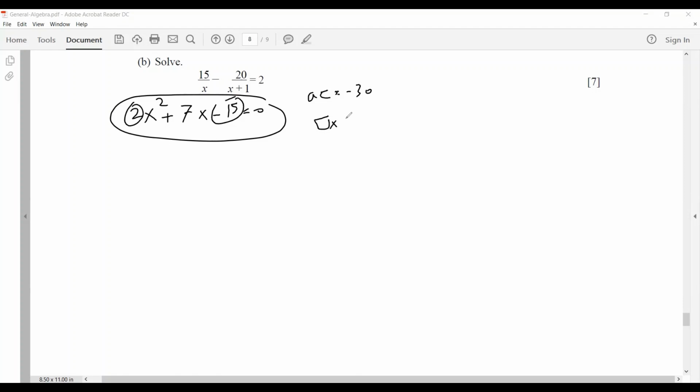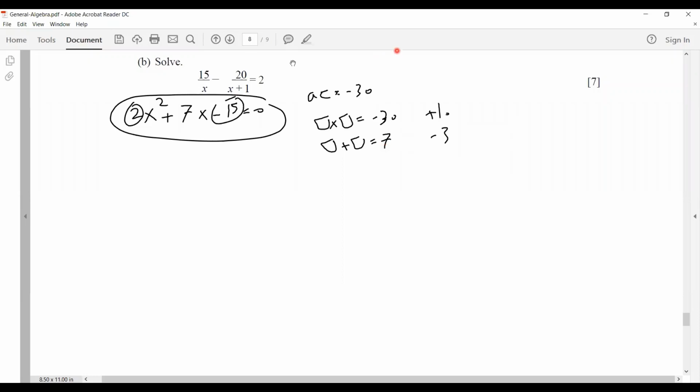So I'm looking for two numbers. When I multiply them together, they give me negative 30, and when I add them together, they give me positive 7. So those numbers are positive 10 and negative 3, right? When you multiply them, you get negative 30, and when you add them, you get positive 7.